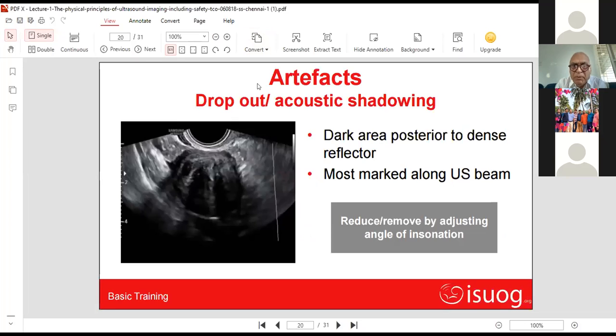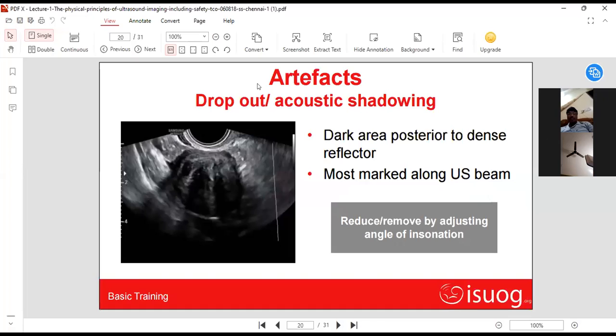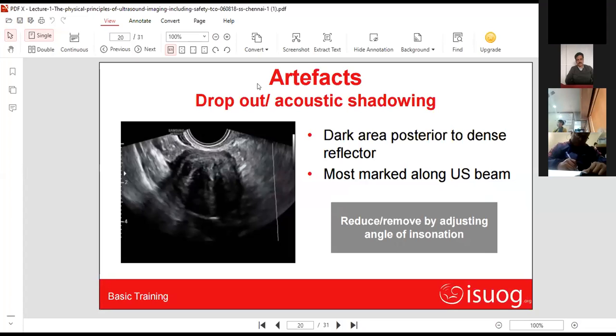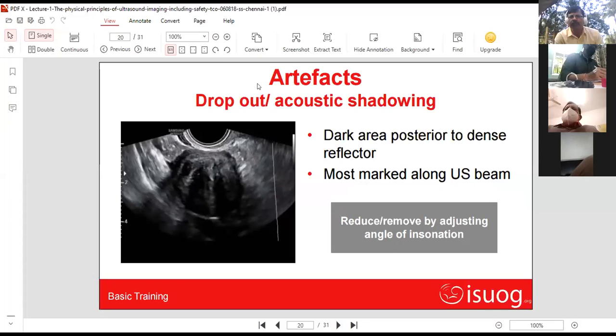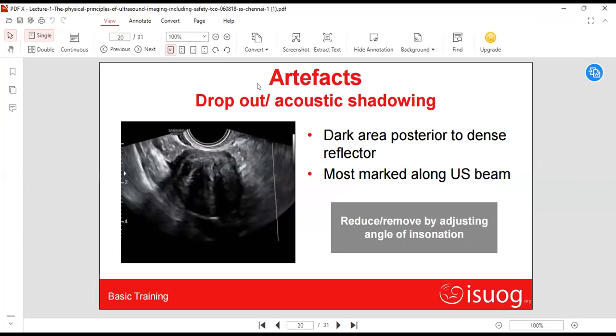So these are the dropout artifacts, and this is acoustic shadowing. That means if there is a solid tissue, we see a dark area posterior to this dense reflector, because the tissue is so dense that it reflects almost all the sound waves, and therefore we don't see anything behind it. This is perpendicular to the beam or the sound wave. The dark spots will be there.